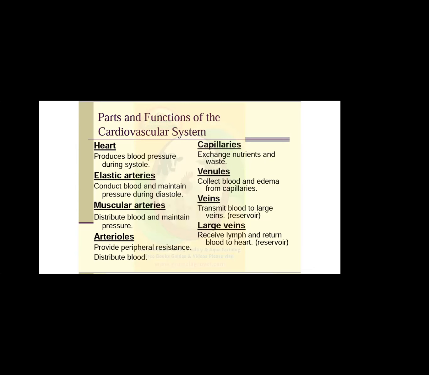The veins now will transmit blood to the large veins for reservoir. Then the large veins are the ones that will receive the lymph and return blood to the heart. So from the large veins, again, we go back to the heart. The heart will produce this pressure, which will pump out the blood, and the process restarts. So those are the basic different parts in the cardiovascular system.